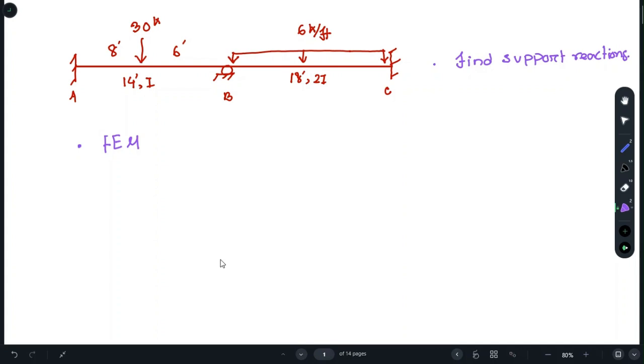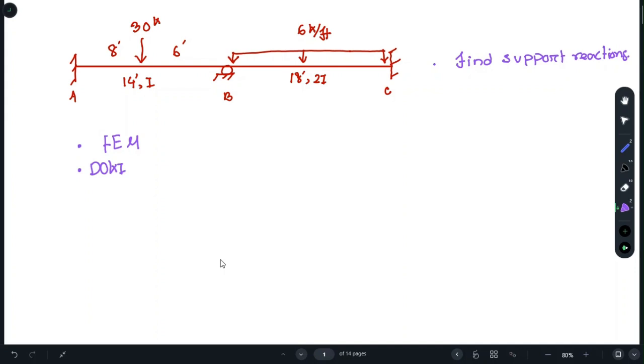We assume that all the supports here we have are fixed ended. We'll convert this support here into a fixed end support. Later, we will apply Doki, which is a degree of kinematic indeterminacy.